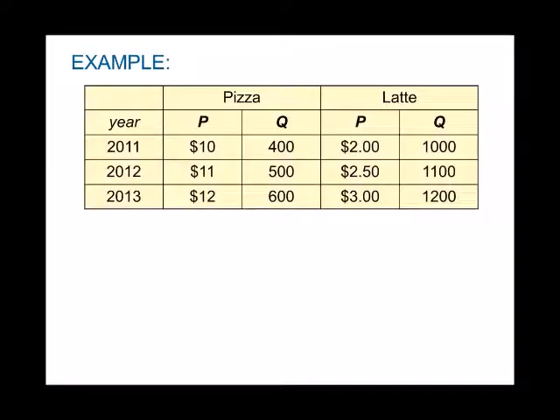So let's look at an example. Let's say we have an economy that just produces pizza and lattes. In 2011, we produced 400 pizzas, and they were sold at $10. In 2012, price rose to $11. In 2013, price rose to $12. Latte is the same thing. Price is $2, $2.50, and $3 for each of those years, and the quantities are listed.